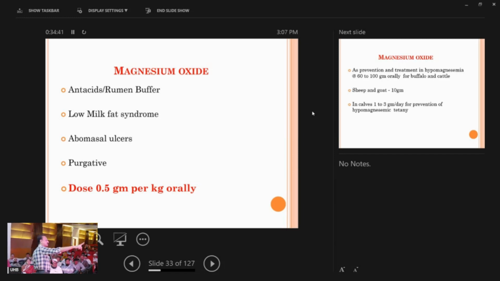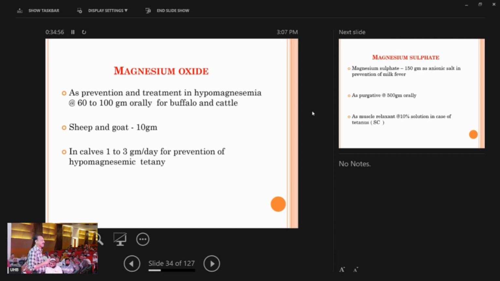With that concentrate feed, you can mix the magnesium oxide as an antacid. You can also use it as an excellent remedy in case of rumen acidosis, and also as a purgative. It is also used in treating hypomagnesemia, as follow-up of hypomagnesemia treatment: 100 gram orally daily for 5 to 7 days you will be supplementing.